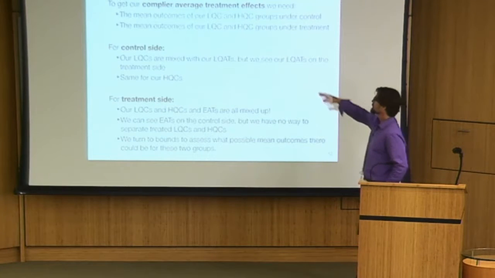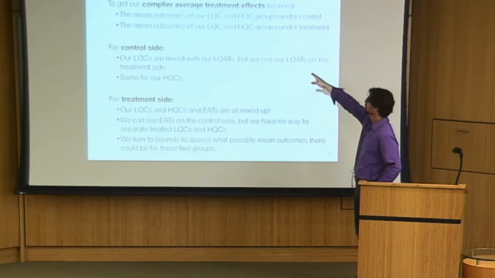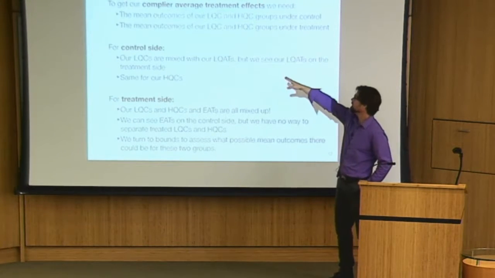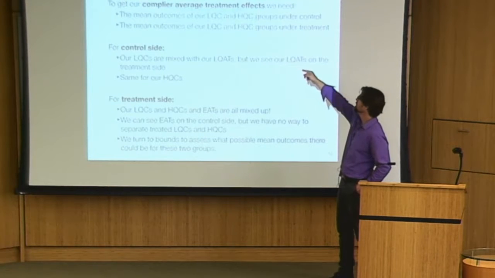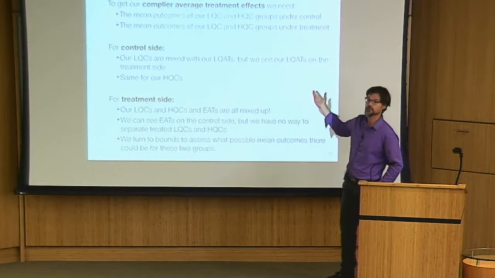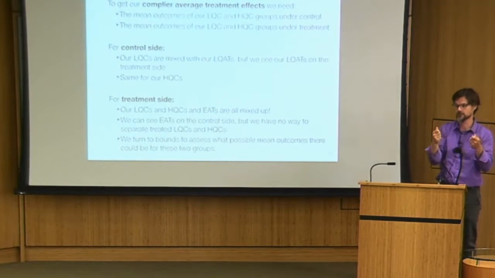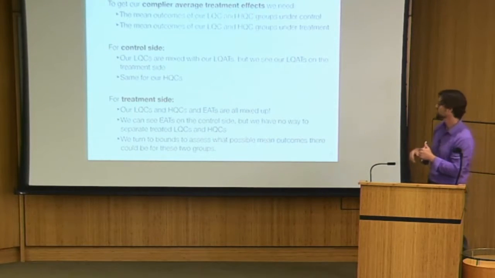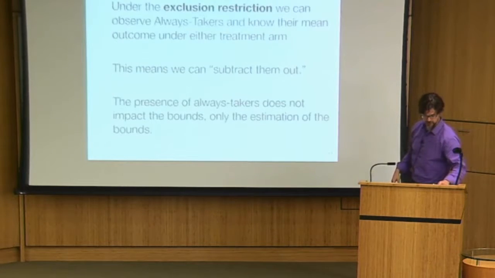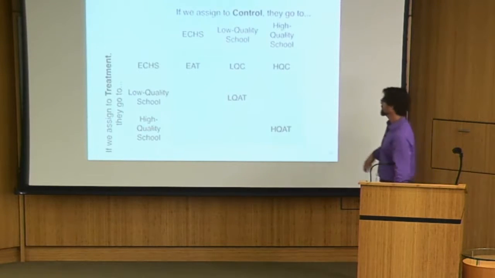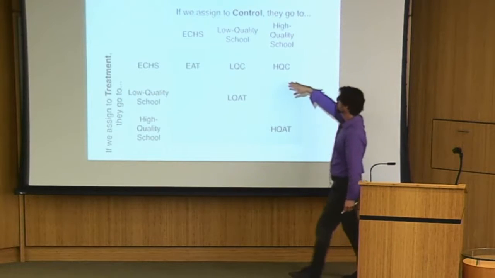So to get our complier average treatment effects, we basically need the mean outcomes of our LQC group and HQC groups under the control, and we need the mean under treatment, right? As soon as we have those means, we can take the difference, and that's the treatment effect. And for the control side, if we go back, oops.